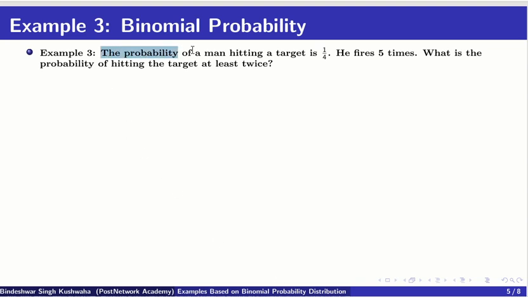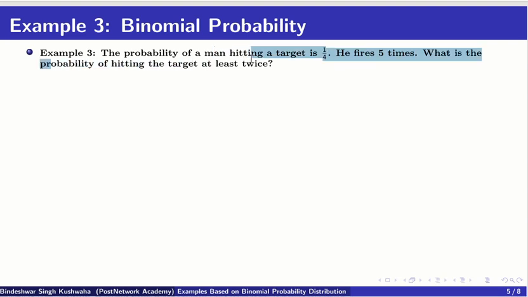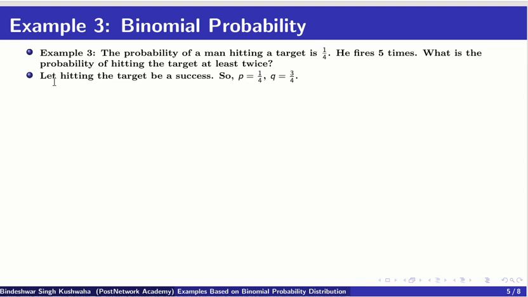Let us see the third example. The probability of a man hitting a target is 1 upon 4. He fires 5 times. What is the probability of hitting the target at least twice? So let us see that. Here let hitting the target be a success. So p we have got 1 upon 4 and q would be 3 upon 4.